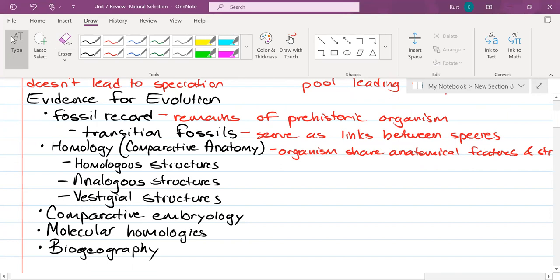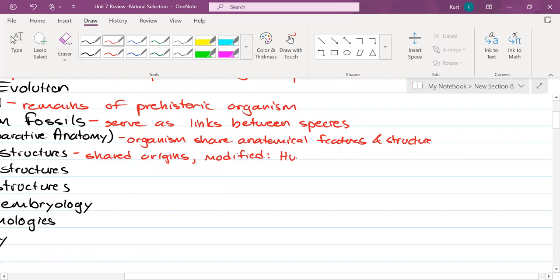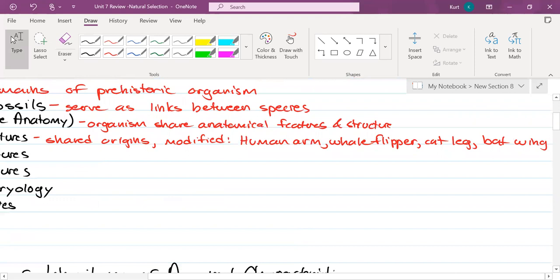Homologous structures, keying on the prefix homo, that means the same. These are shared origins but modified. Think of a human arm, a whale flipper, a cat leg, and a bat wing. All these body parts, a whale flipper, a human arm, a cat leg, a bat wing, they have all the same bones. Humerus, radius, ulna, carpals, which are wrist bones, metacarpals, which are hand bones, and phalanges, which are finger bones. They all have a common origin.